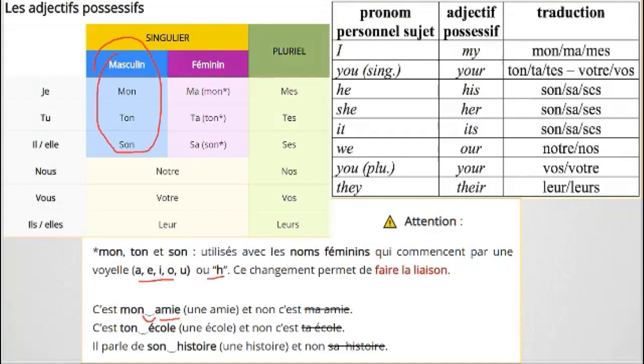Ami is a friend, but she's a girl. Normally we should use ma, but ma ami is not beautiful to listen to. So they have changed it: mon ami. The same for école. Instead of ta école, which is not very beautiful, because we want to do the liaison, it's ton école. For H, son histoire. This time with histoire we can also do the liaison. Mon ami, ton école, son histoire. Just pay attention to whether the noun begins with a vowel or not. Okay, and this is another table.